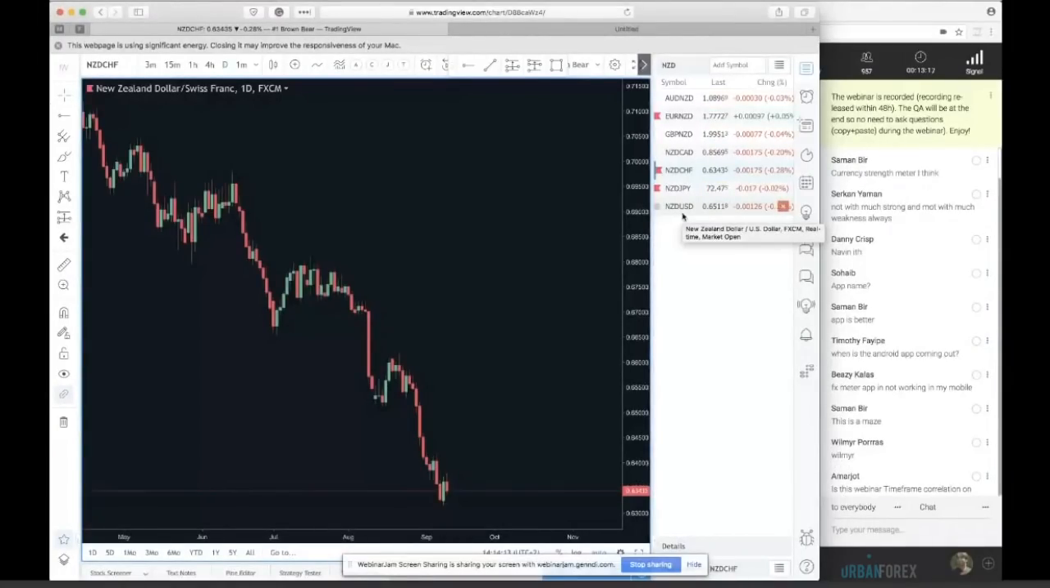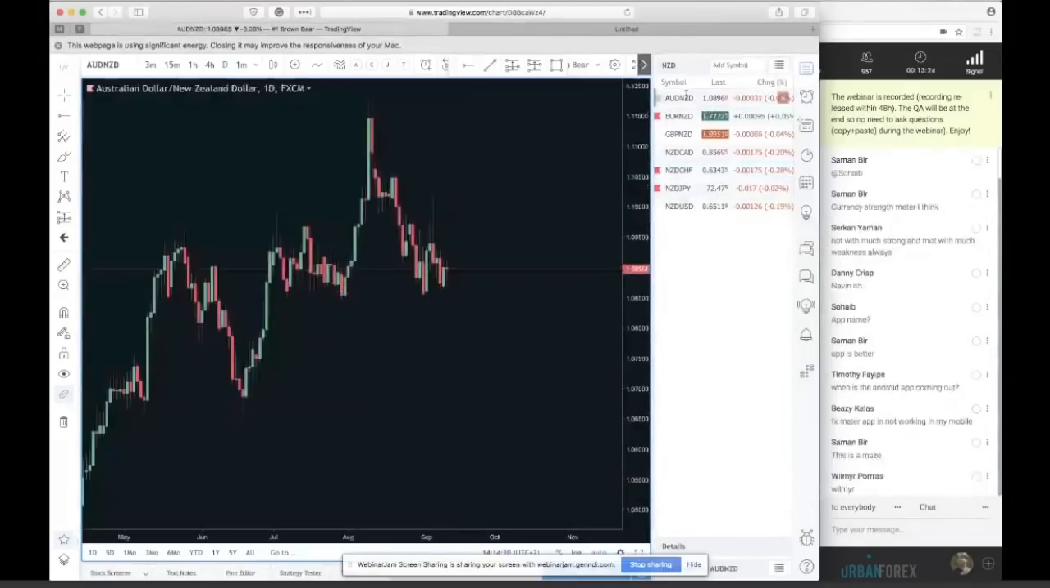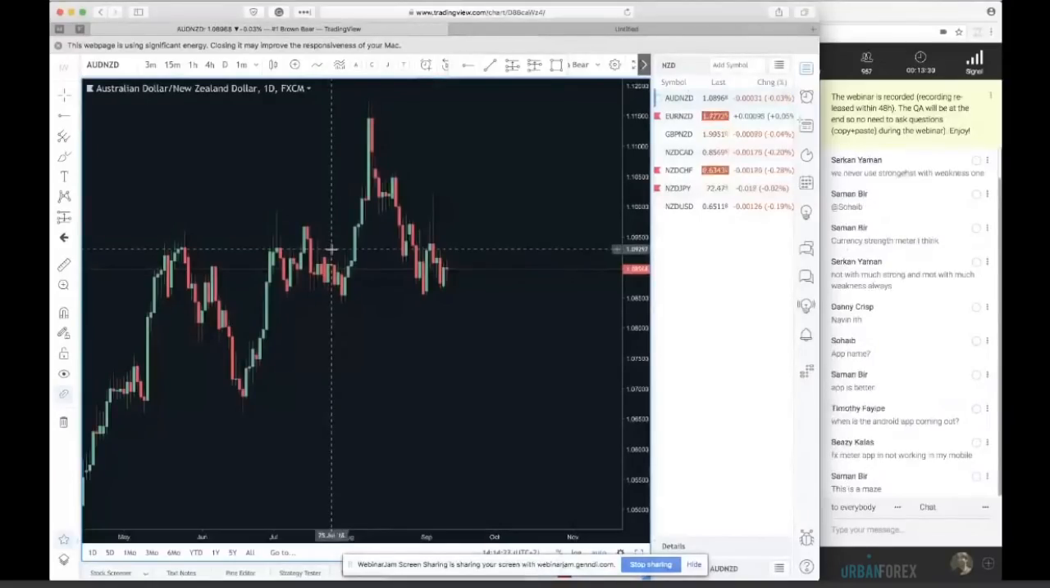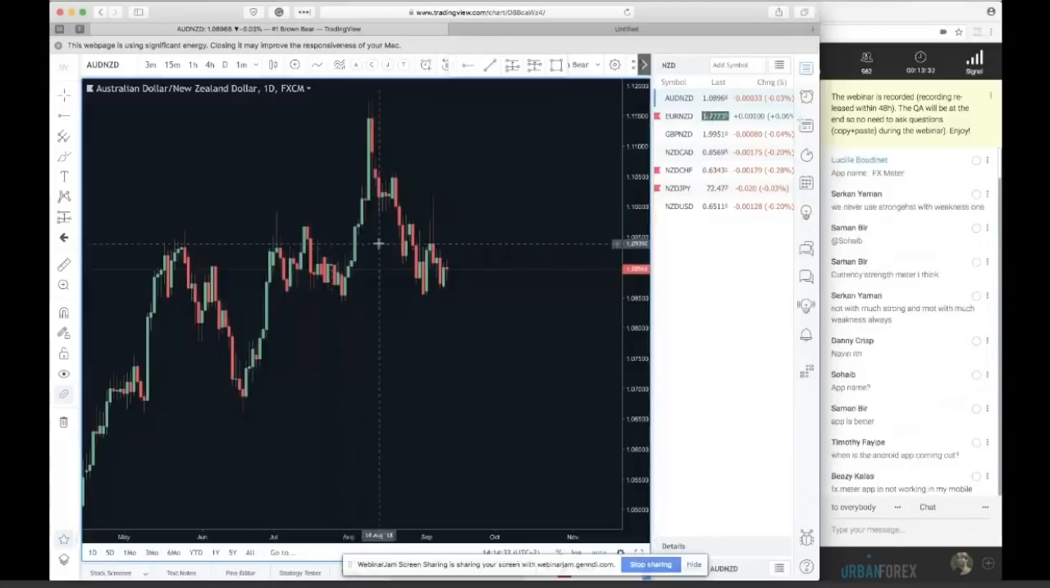So if I'm focusing on New Zealand and I come in here and I say, okay, Aussie New Zealand, which way is the market headed? Can you guys tell me which way this is headed? Is this going up or is this going down as per the daily? It looks confusing, right? I don't know if it's going up, I don't know if it's going down. It's very confusing, and maybe it's going sideways. All right, we'll come back to that.